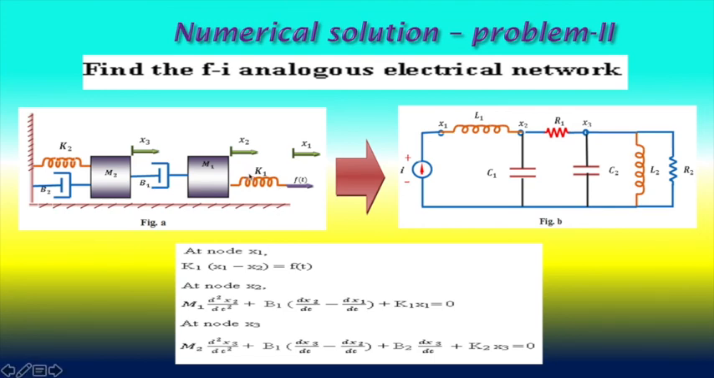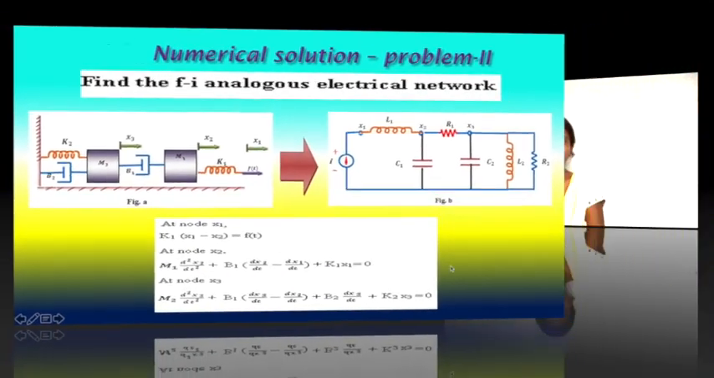At node 1, K1 (x1 minus x2) equal to Ft. At node 2, M1 d square x2 by dt square plus B1, considering this displacement and this displacement, and K1 only for x1. Then we get this equation. At node 3 for M2, write down this equation. And this is the analogous electrical system.